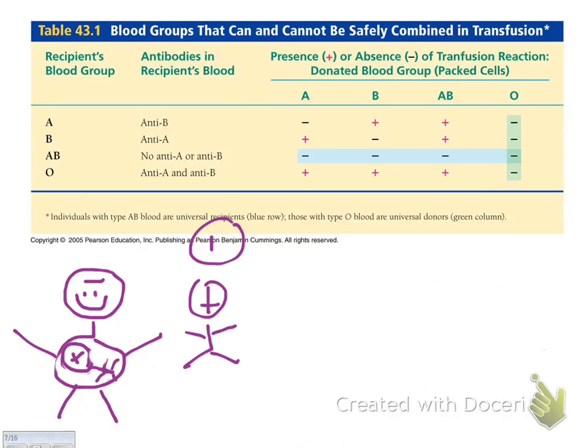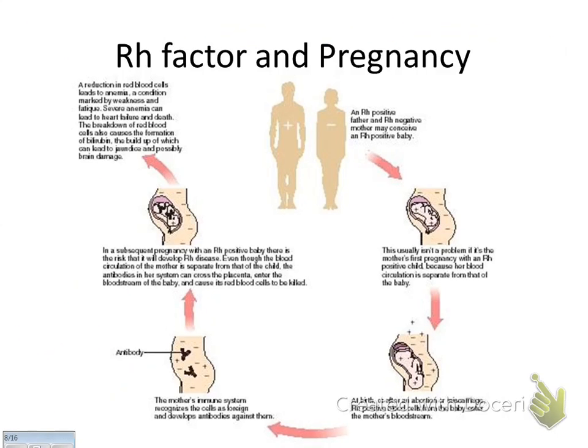So if the mom's positive, nothing happens. If the mom's positive and the baby's negative, nothing happens, because the mom doesn't identify that. It doesn't identify a foreign antigen if there's not one.